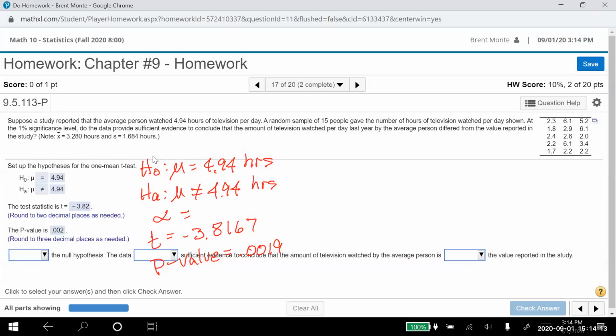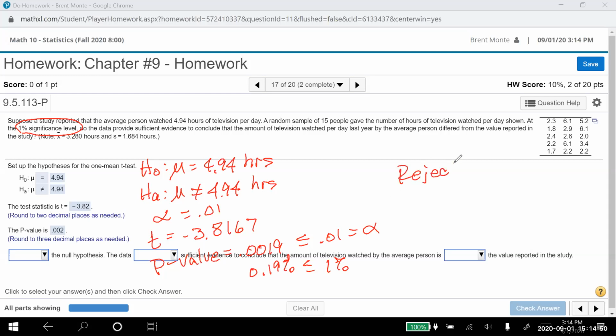So now they want the conclusion. Well, I didn't do the significance level before. Notice up here, it says the significance level is 1%. So alpha is 0.01. So I take this and I say, is my p-value less than or equal to 0.01, which is alpha? And this one is, because if I move the decimal 2 places, I get 0.19%. And if I move the decimal 2 places here, I get 1%. Clearly, that is less than or equal to. So what happens? The p-value is less than alpha, so I reject the null hypothesis.